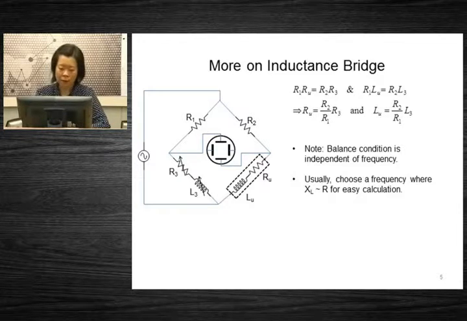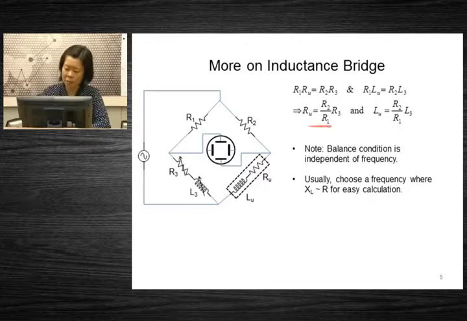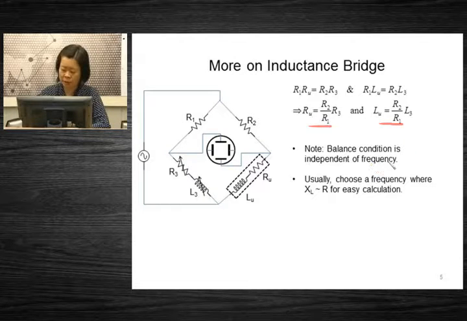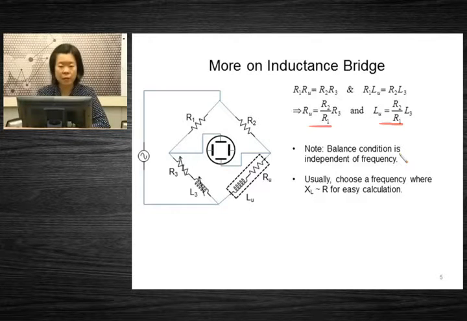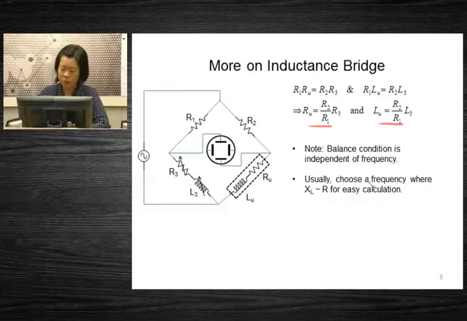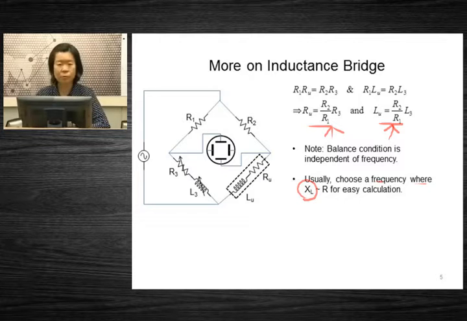Now, let me mention some more facts on this inductance bridge. When you look at the balance equation again, this balance equation is independent of frequency. So you can use any frequency to find balancing in the experiments. However, usually we choose a frequency where it makes the reactance of the inductances similar to the resistance value, because that will give you easy calculation here. Okay, so let me go to the next example.